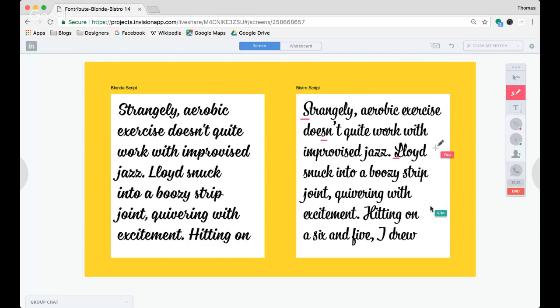It feels more vertical, right, than the energy I'm getting from Blondie. Right. And just condensed as well. Look how much more text you can get in this. So that's just a little observation.